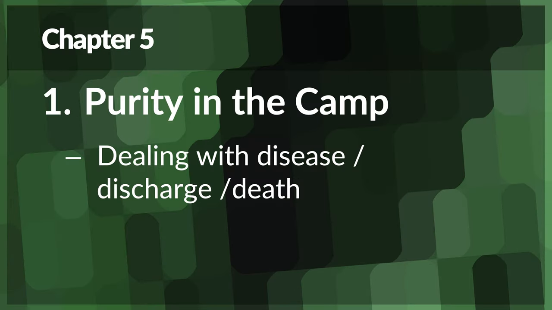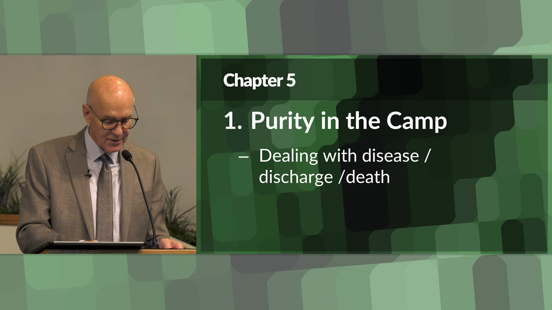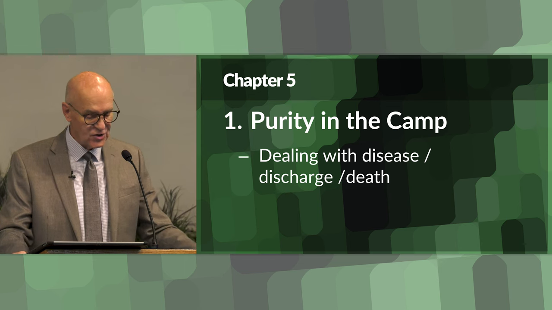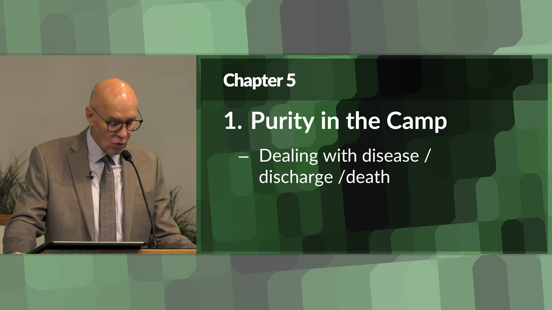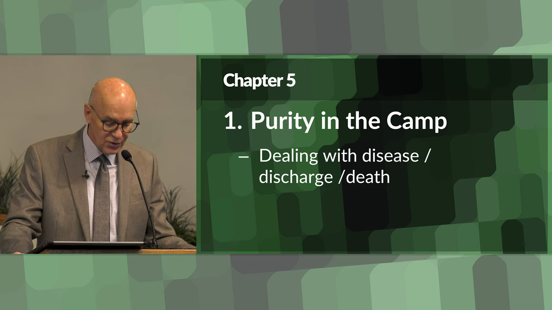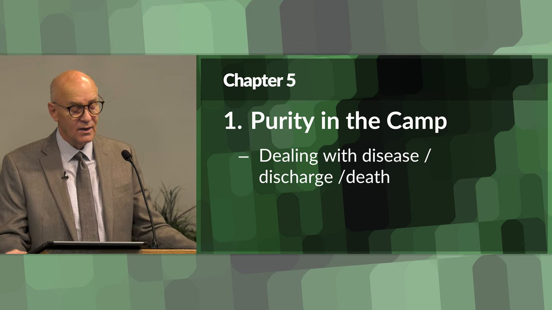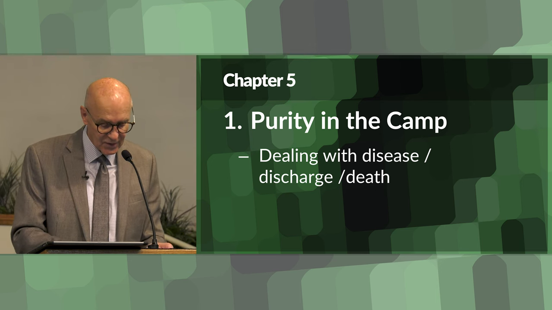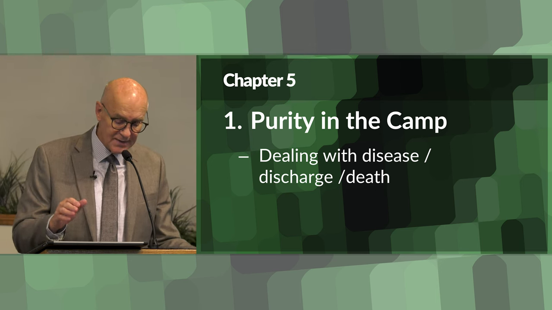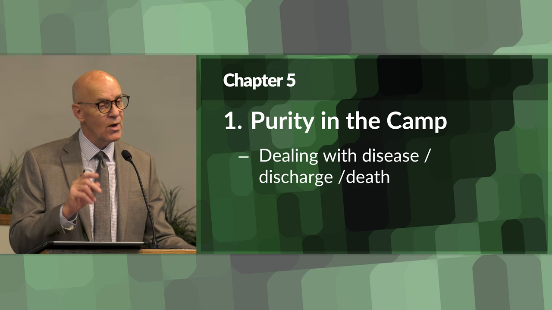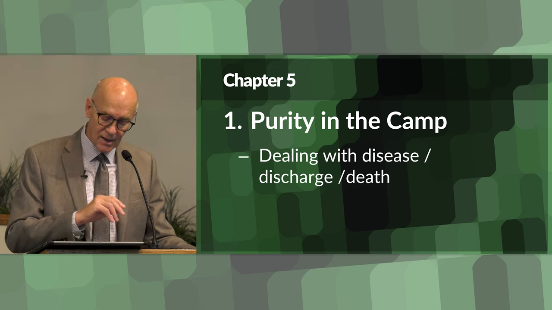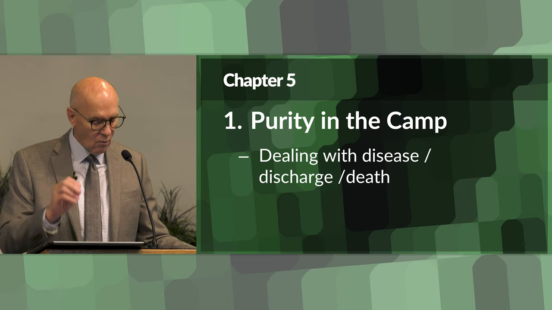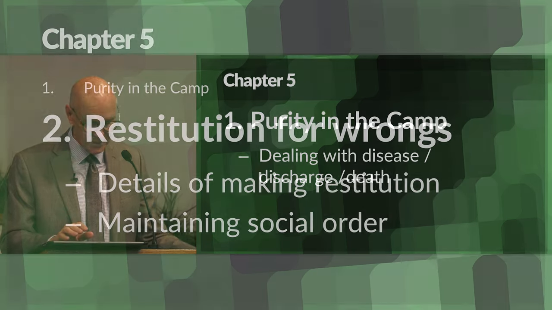First of all, there's information about purity in the camp itself, chapter 5, 1 to 4. This chapter addresses the removal of anyone with an infectious disease, a discharge, or who is ceremonially unclean due to contact with a dead body from the camp. This was significant as it stressed the holiness of the community and, of course, the need to maintain ritual purity. I'll be mentioning this quite often through the entire lesson, maintaining ritual purity while they lived in close quarters.